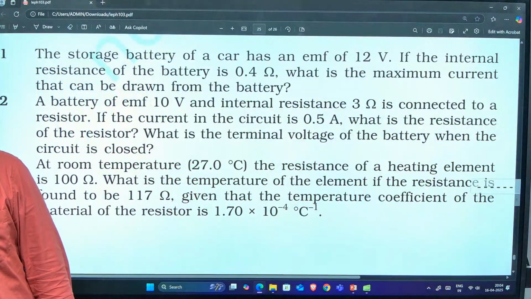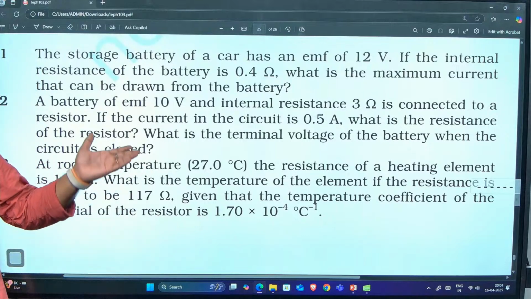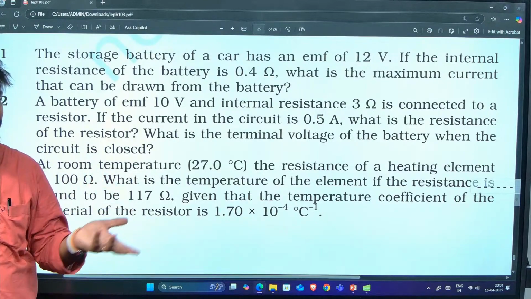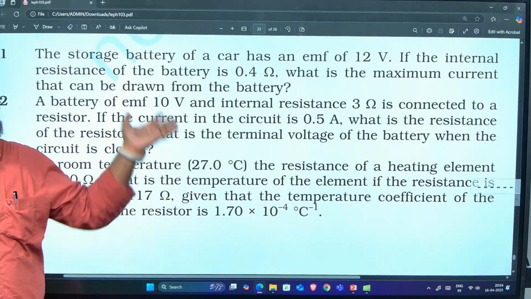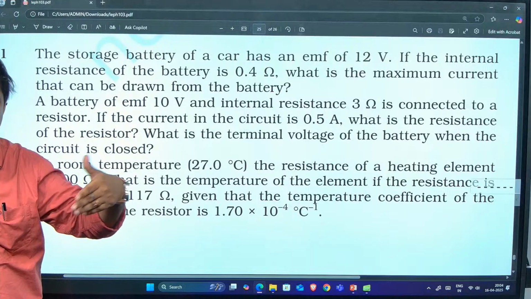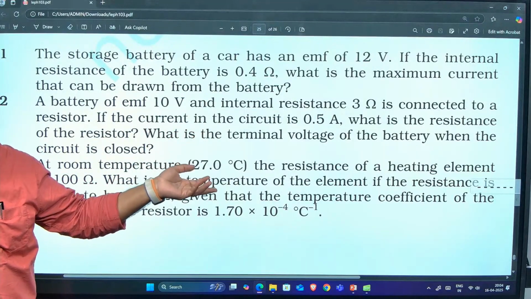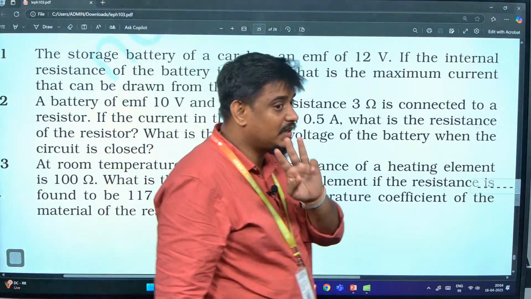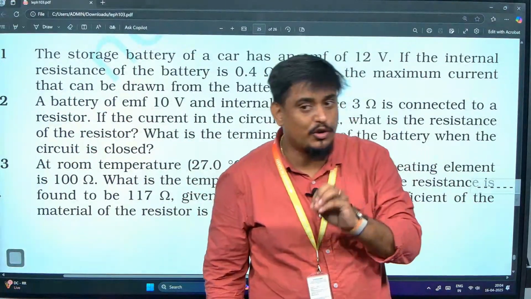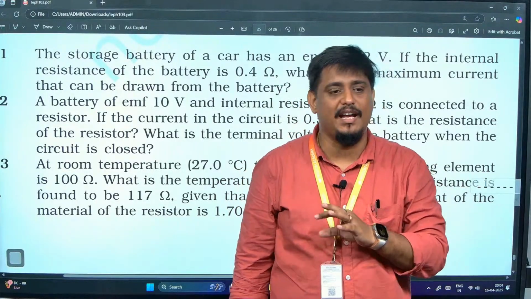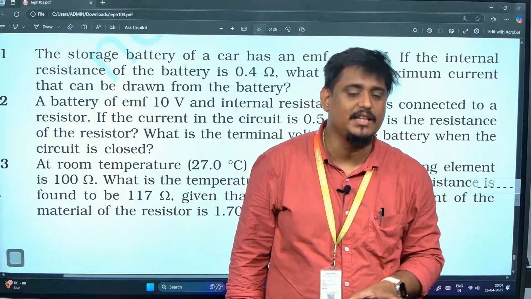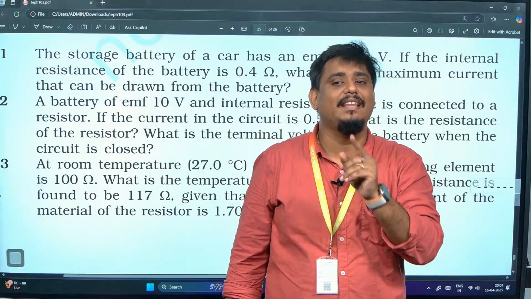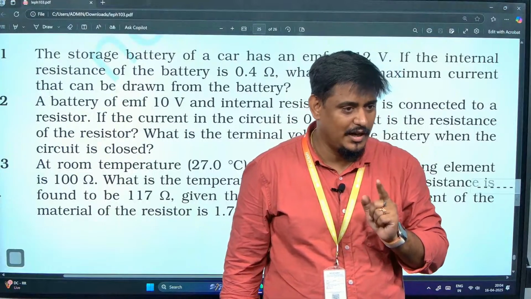That's all, simple, nothing is there in this question itself. 12 by 0.4 will give you 30. That is all the answer is. If you have some extra resistance, it will reduce the value of current, that's all. Maximum current, how much it can draw? Only 30 ampere. If you connect any kind of resistance externally, then it is going to draw a current lesser than 30 ampere only. Are you getting my point?